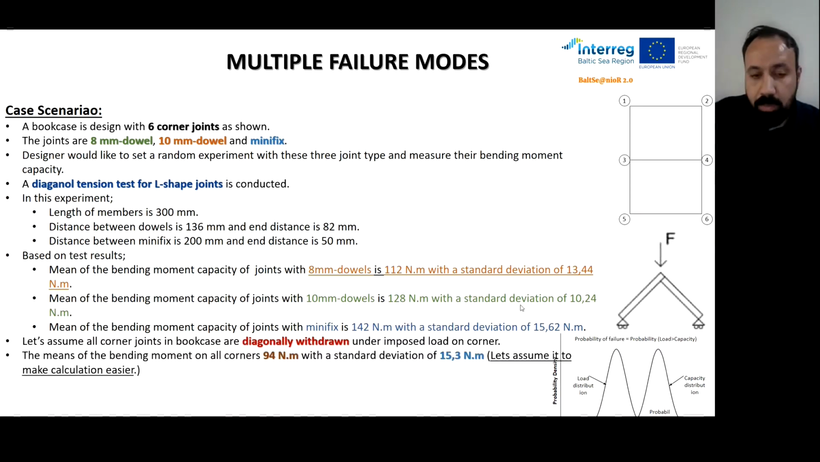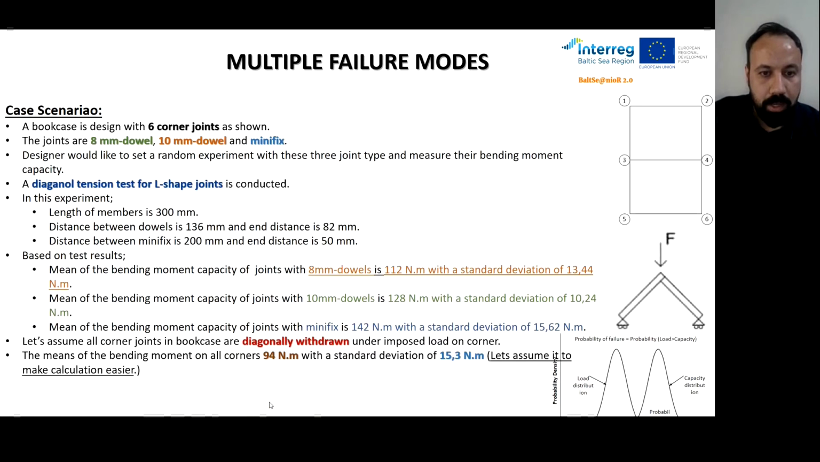One point, I apply the load the same, but I just create a sample group for this construction. I apply the load and I just get the test result. The mean of the bending moment of all corners is 94 Newton meters in the construction, and the standard deviation is 15.3 Newton meters. Let's assume it to make a calculation. So every joint has the same mean and standard deviation.